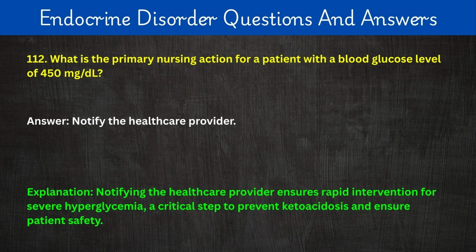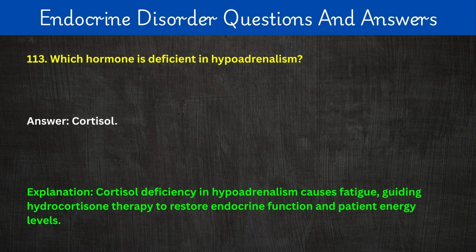112. What is the primary nursing action for a patient with a blood glucose level of 450 milligrams per deciliter? Answer: notify the healthcare provider. Explanation: notifying the healthcare provider ensures rapid intervention for severe hyperglycemia, a critical step to prevent ketoacidosis and ensure patient safety.